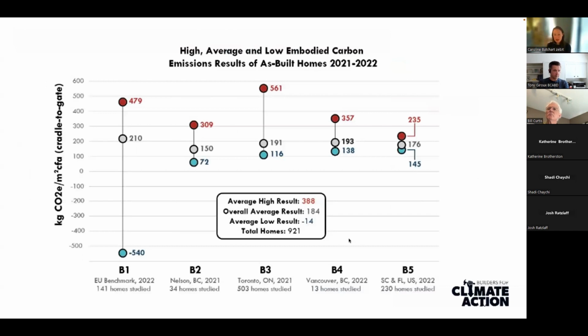And Builders for Climate Action have studied the homes that we're building in several different cities now. So on the left here, we've got an EU benchmark, not done by Builders for Climate Action, but they have done the Nelson, Toronto, and Vancouver benchmarks. And what they're finding is the average in each of those cities is around the same point. So 150 in Nelson, 190 in Toronto, and 193 in Vancouver. So we're pretty confident that this baseline is consistent.